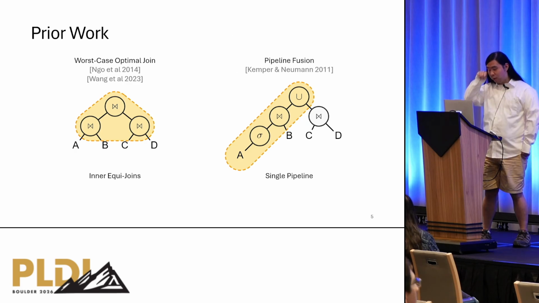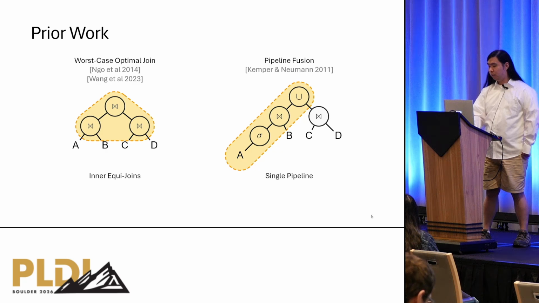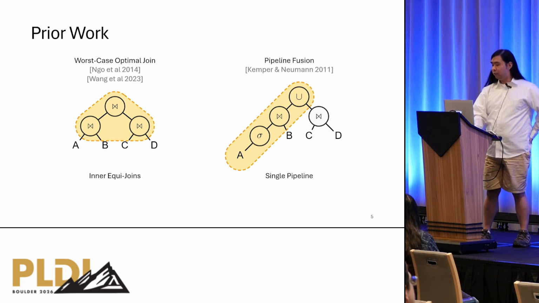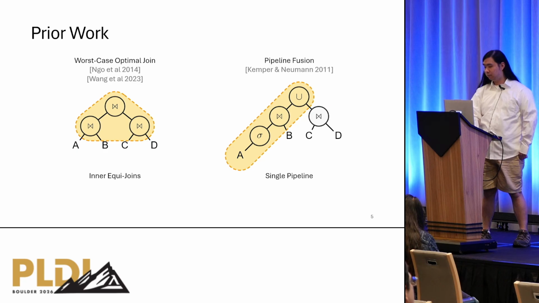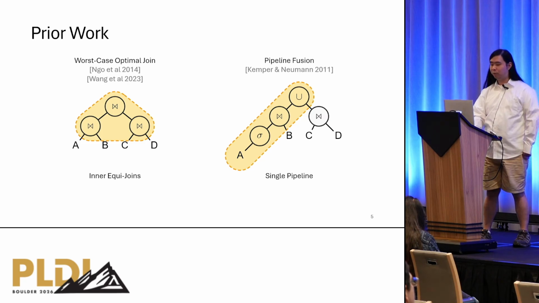So two important lines of work in relational fusion are worst-case optimal joins, such as Ngo's work in 2014, and pipeline fusion as used in HyPer in 2011. Worst-case optimal join allows for fusion of inner joins, and it achieves optimal asymptotic complexity for the triangle join shown previously, as well as other cyclic joins. And in general, it can fuse any number of inner joins, as shown by the complex example on the slide, which has 4 different relations joined together.